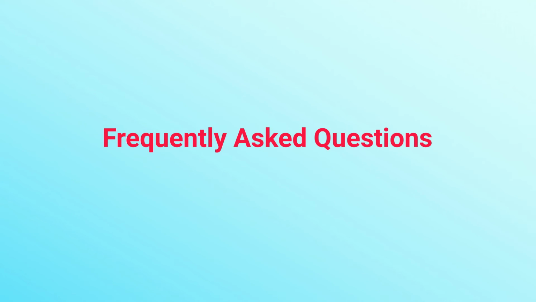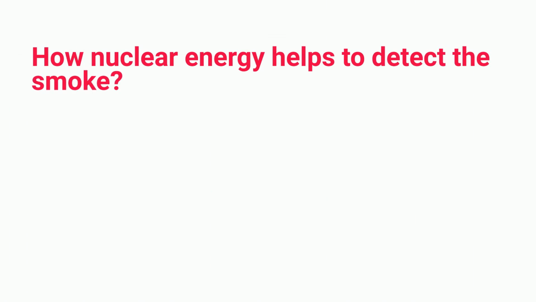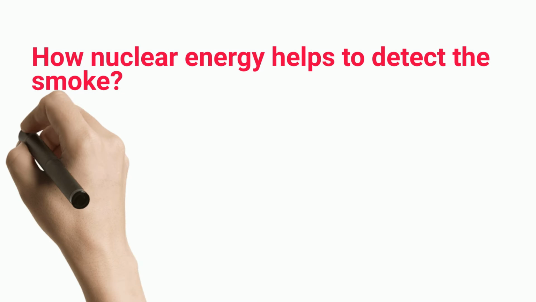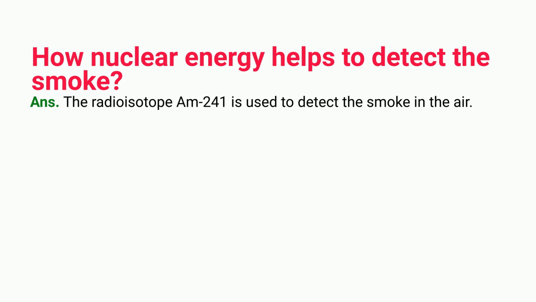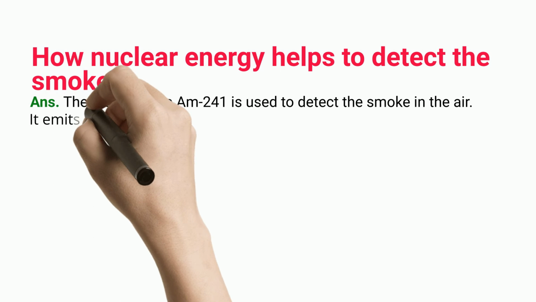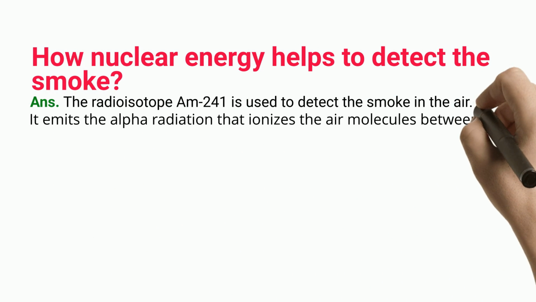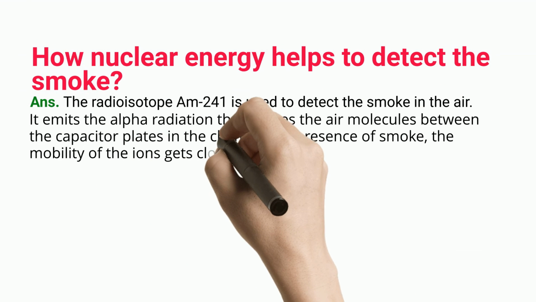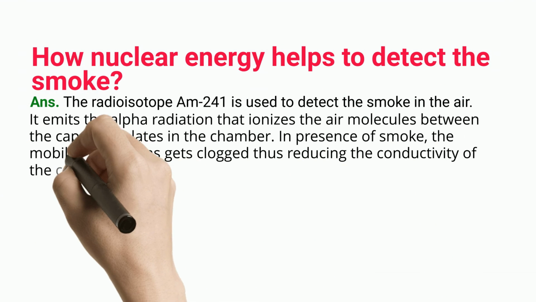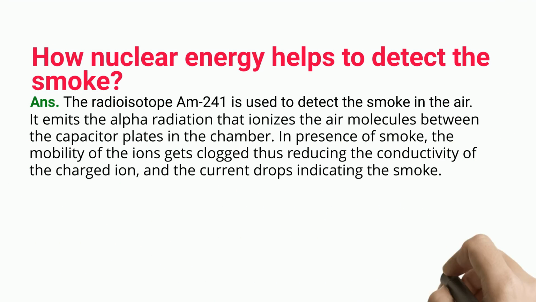Frequently asked questions. How does nuclear energy help to detect smoke? The radioisotope Am-241 is used to detect the smoke in the air. It emits the alpha radiation that ionizes the air molecules between the capacitor plates in the chamber. In the presence of smoke, the mobility of the ions gets clogged, thus reducing the conductivity of the charged ions, and the current drops, indicating the smoke.